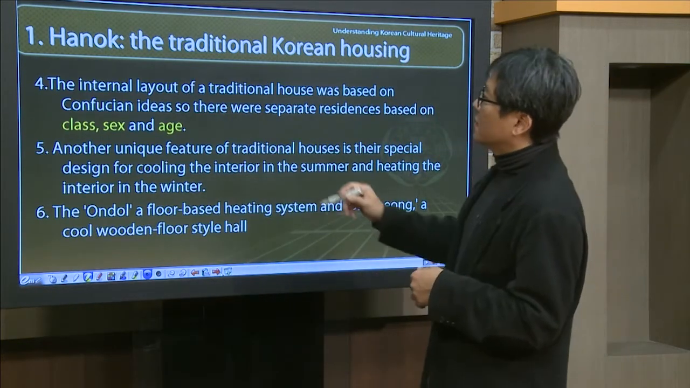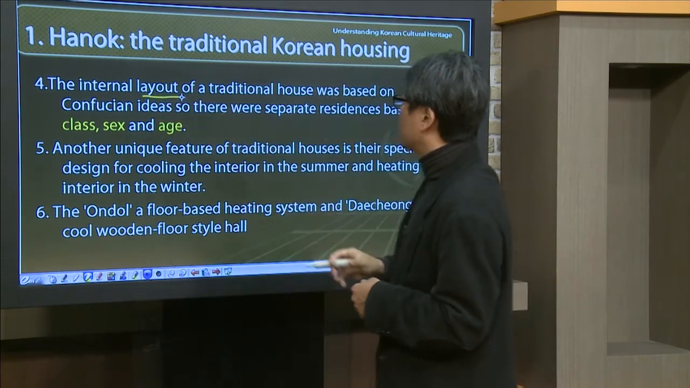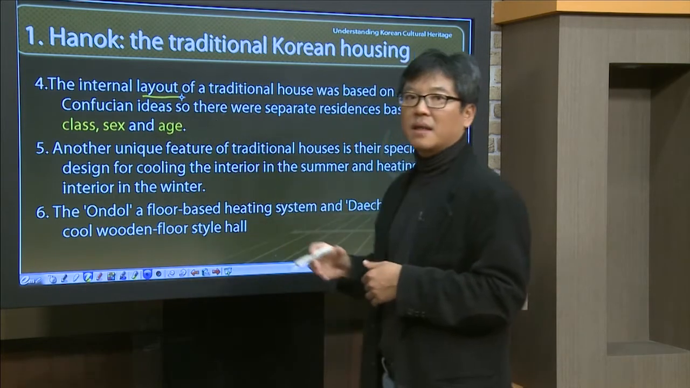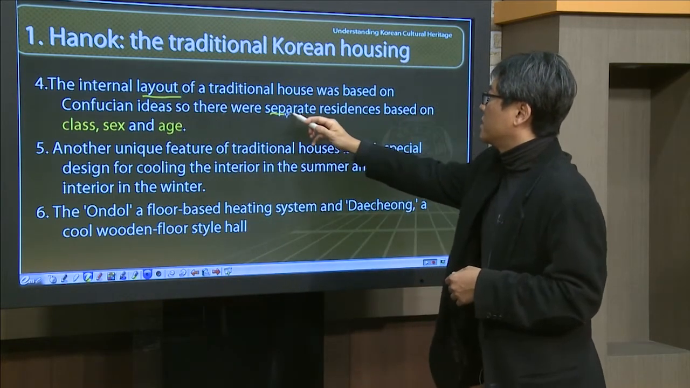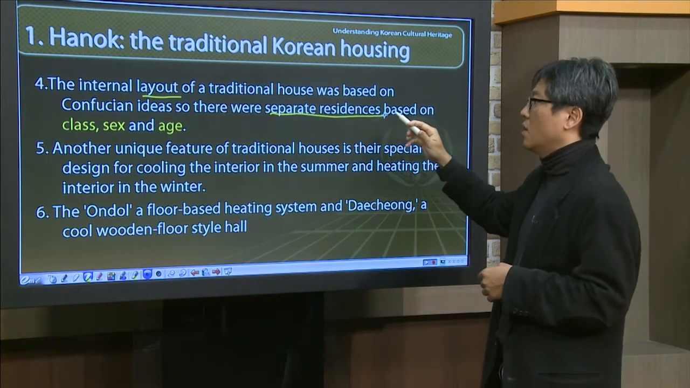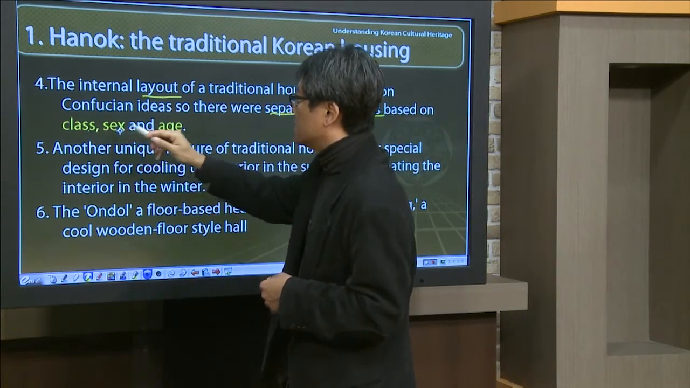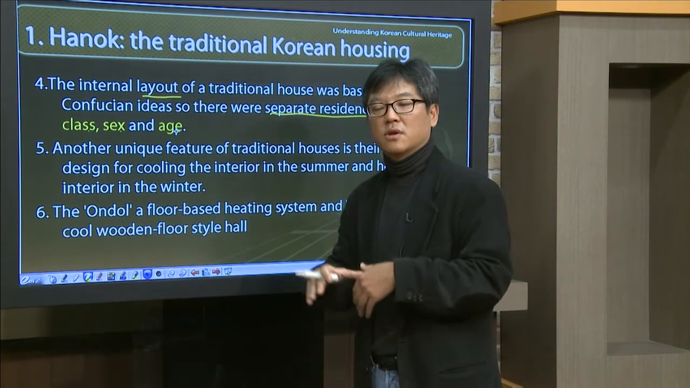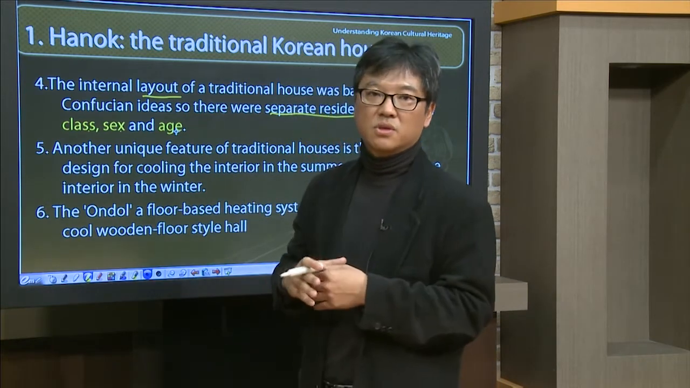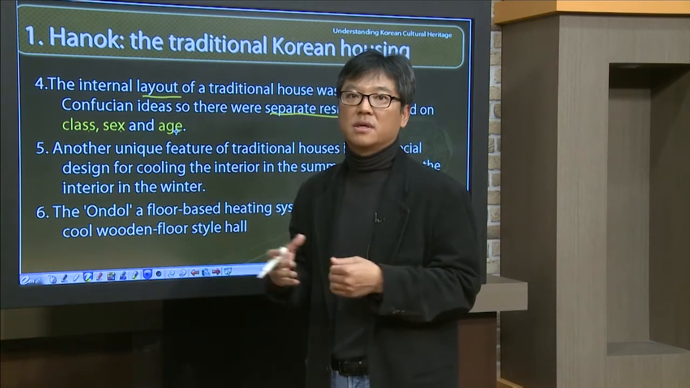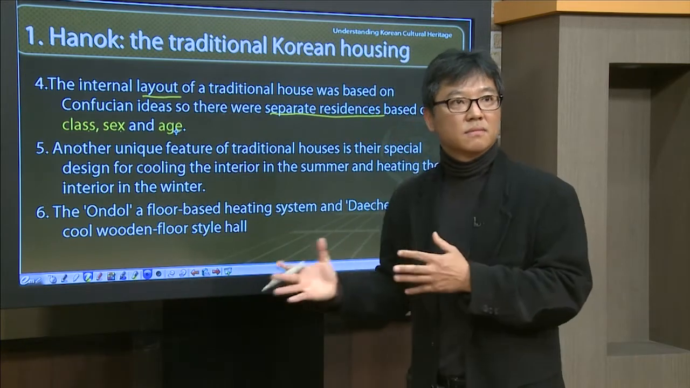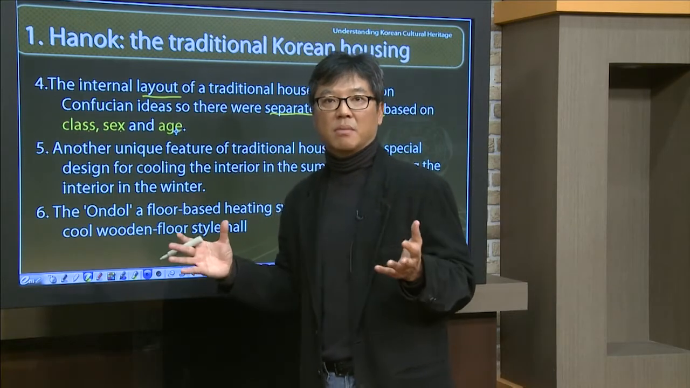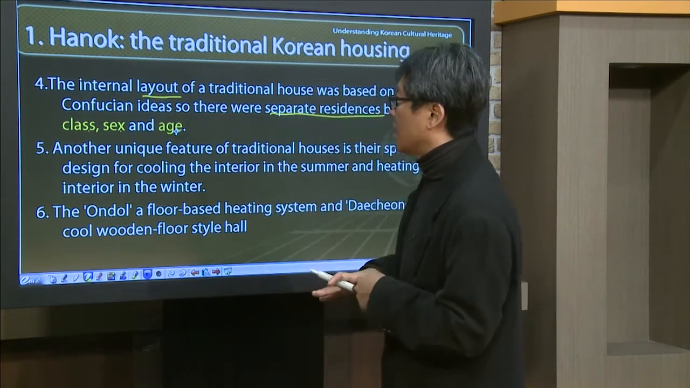Number 4, the layout of a traditional house was based on Confucian ideas. What does that mean? They separated residences based on class, sex, and age. There was a class system in the Joseon Dynasty. So there is a hanok only reserved for elites, the yangban at the time. Of course, not everyone could enter this yangban house, and it also had a different house structure.